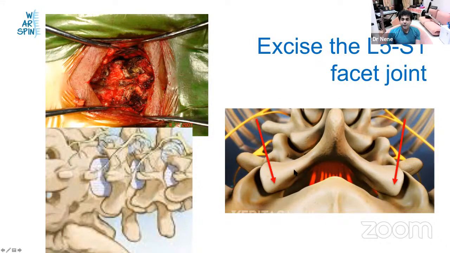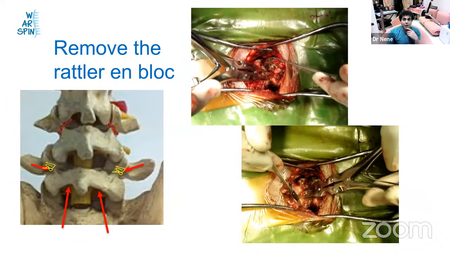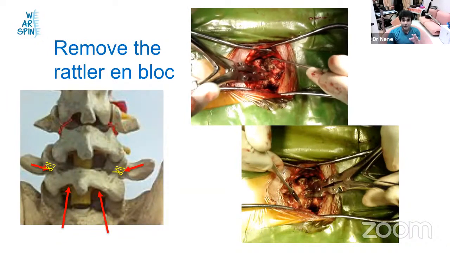This image is a bit forgiving, but very often the inferior articular process of the L5 totally covers the superior articular process of the S1 and becomes a major block in removing the lamina of the L5. Hence, knocking that off is your first step, because that's your first part of release. You've totally detached the lamina of the L5 from the S1. Typically, it's a rattler. If it's a rattler, then you've got to try and remove it en bloc for a variety of reasons.